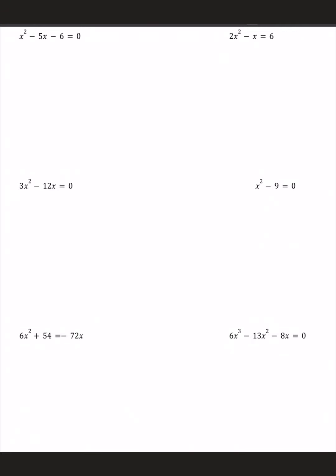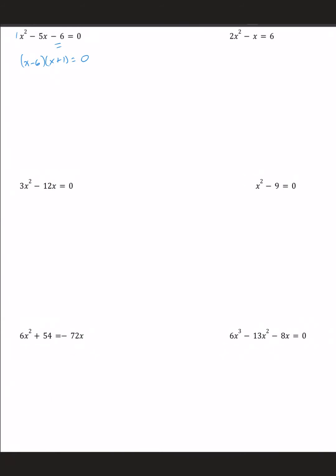So first problem, already equals 0, so we're going to factor, looking for two numbers that multiply to give you -6, add to give you -5. And those numbers happen to be -6 and +1. Now I could go through and do the grouping or box method with that, but anytime my coefficient on x squared is 1, like it is here, the two numbers that I got, the -6 and the +1, are going to end up in the parentheses. So x minus 6, x plus 1. But if you wanted to go ahead and do the box or grouping method, you're certainly welcome to do so.